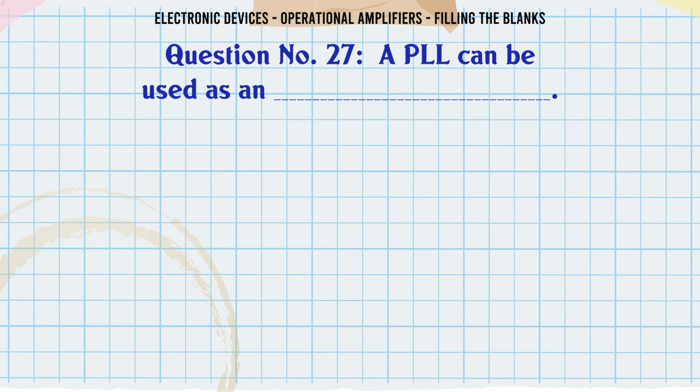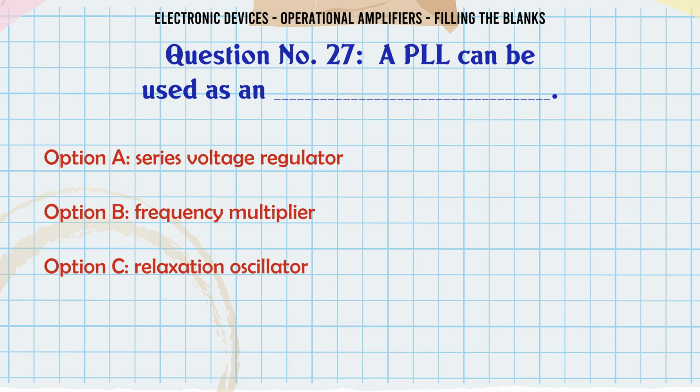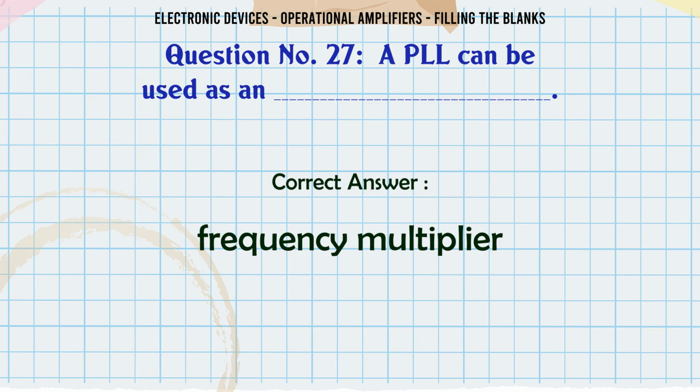A PLL can be used as a A. Series voltage regulator. B. Frequency multiplier. C. Relaxation oscillator. D. Schmitt trigger. The correct answer is frequency multiplier.